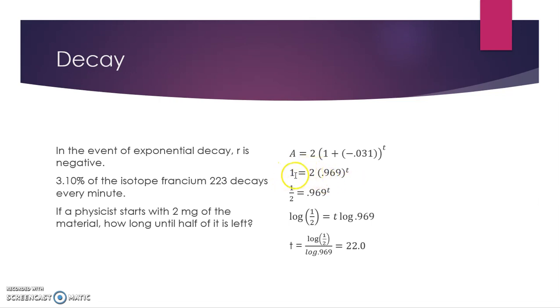Okay, and then like the previous problem, I'm going to divide both sides by this thing right there. And that gives me a half. That is 0.969 to the t. I take the logarithm of both sides. I've skipped a step. I've moved the t down. So I took log of 1/2 equals log of this thing, and then I moved the t down in front. And then I just divide both sides by this log 0.969. Okay, and so the answer is 22 minutes.